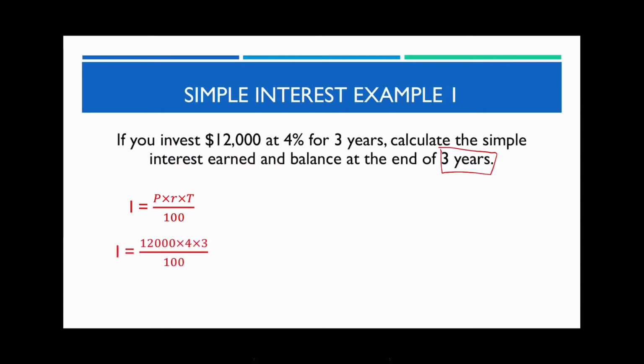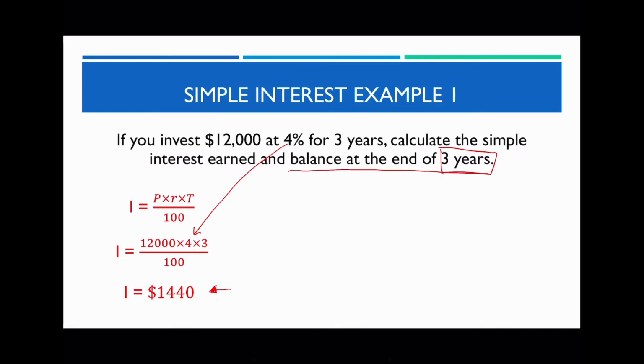So it's going to be 12,000 multiplied by 4. Notice that I'm not converting, I'm just writing and leaving the percentage as it is, 4 multiplied by 3, all divided by 100. Therefore, you're going to get an answer of 1,440. Please remember that this amount over here is the extra money that you've earned through simple interest, okay? So that is not your final balance at the end of 3 years.